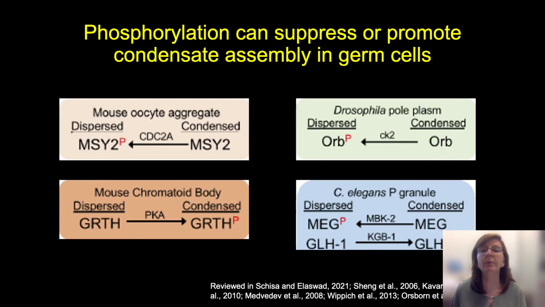Well, there are many examples studying the role of PTMs on condensation of RBPs in vitro and in cell culture. There are fewer examples in germ cells. From the limited studies that have been published, we can see phosphorylation of RBPs sometimes suppresses condensate assembly, as seen for MSY2 in the mouse and ORB in Drosophila, and at other times phosphorylation is promoting the condensed state, as seen for GRTH in the mouse chromatoid body and GLH1 in the C. elegans embryos.